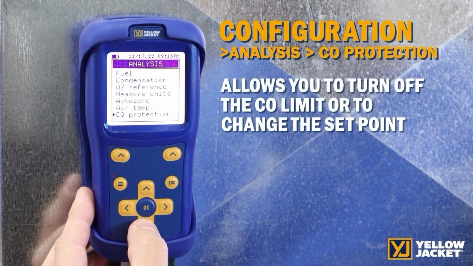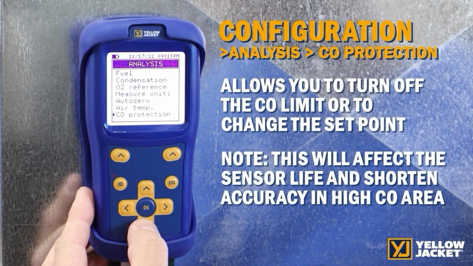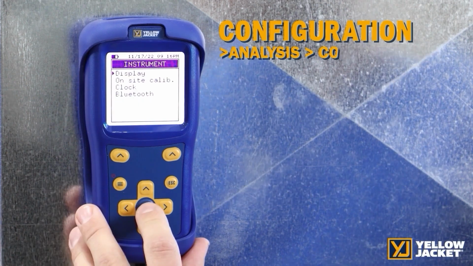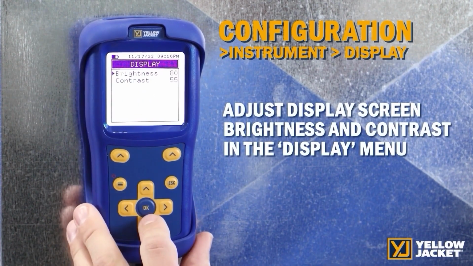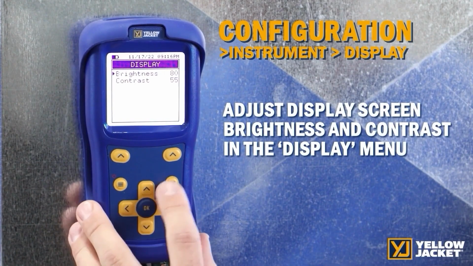CO protection allows you to turn off the CO limit or to change the set point. Changing this will affect sensor life and shorten accuracy if used in a higher CO area, as your protection of the device is lowered and more CO is allowed into the sensor. Display allows you the ability to adjust the brightness and the contrast of the display screen.